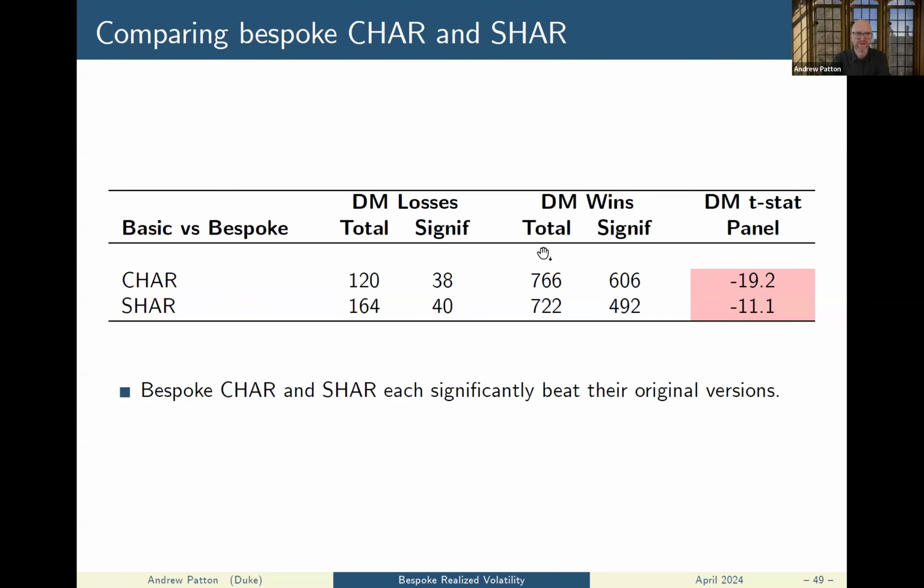And so here I'm showing you the baseline version of the model versus the bespoke version. The bespoke version significantly beats the baseline for the continuous HAR, and similar for the semi-HAR. And I thought the table I had was also time of day versus bespoke, but I guess I don't have that in the slide. So it's also the case that we beat the time of day version of this model as well.